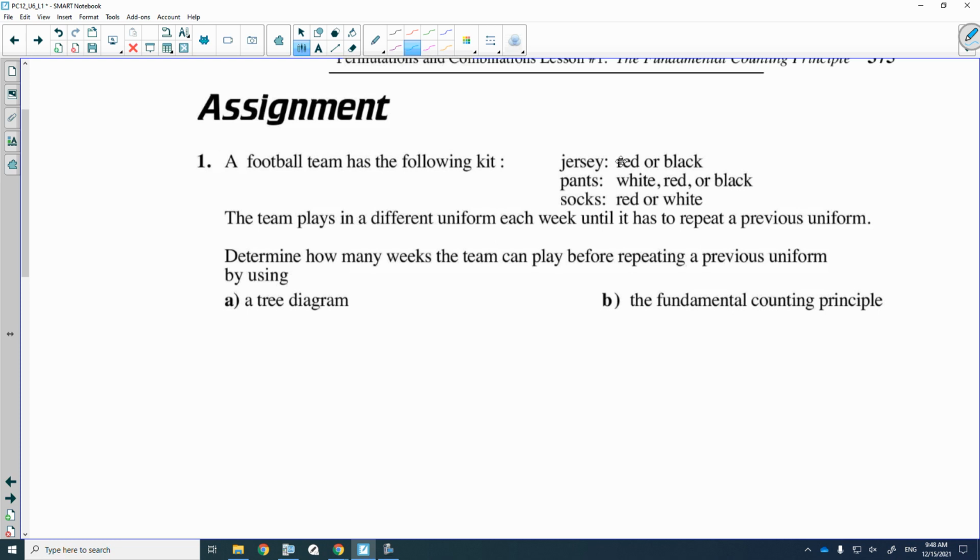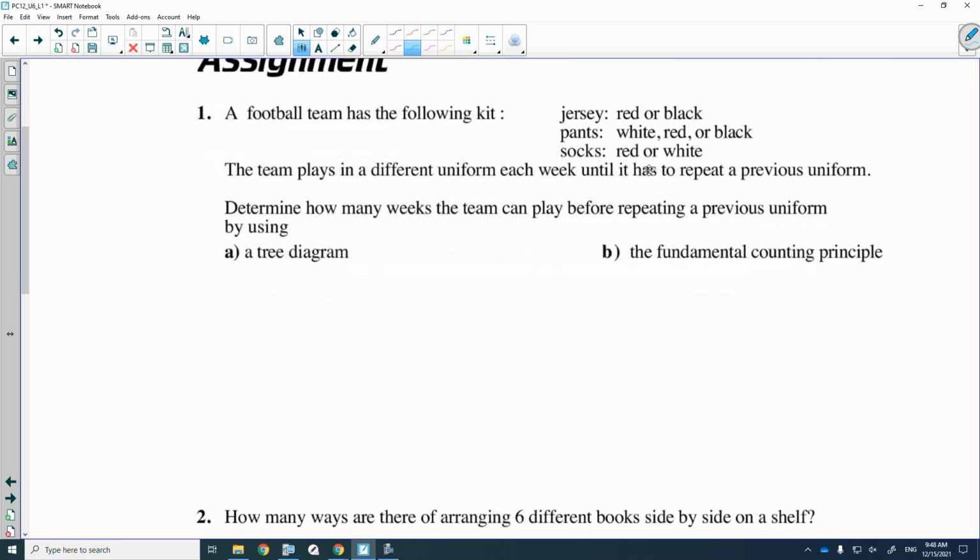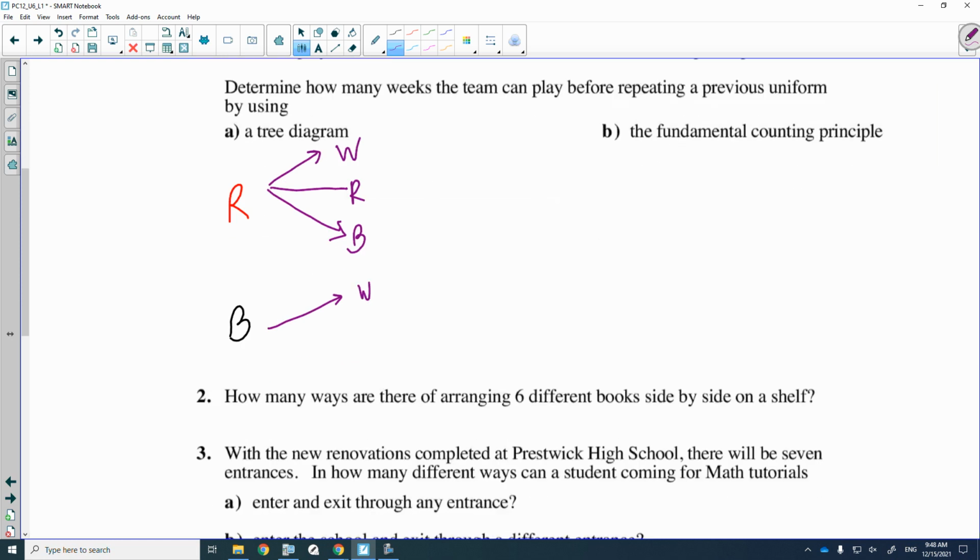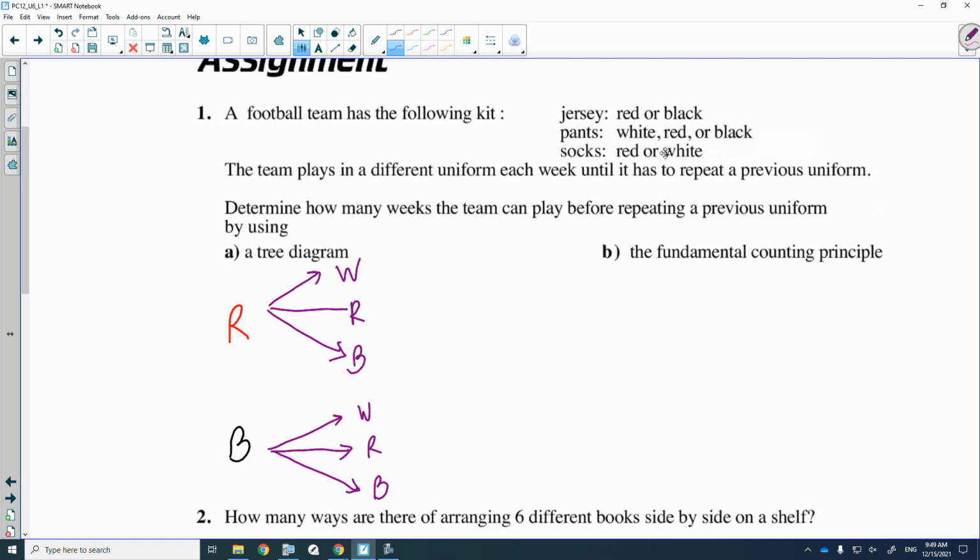And the jerseys, there's two different choices of jerseys, red or black, right? So they could get a red jersey, or they could get a black jersey. They could wear a red jersey, and there's three choices of pants, white, red, or black. They could have the black jersey, and again, three choices of pants with that, white, red, or black. Then they have one of two sock choices, red or white.